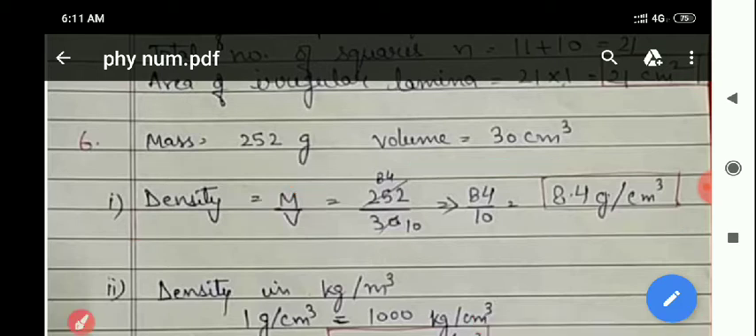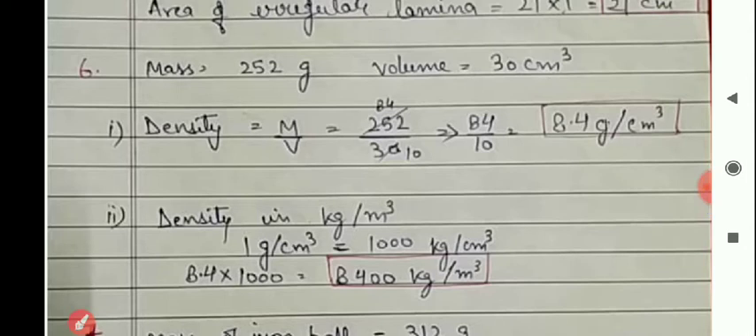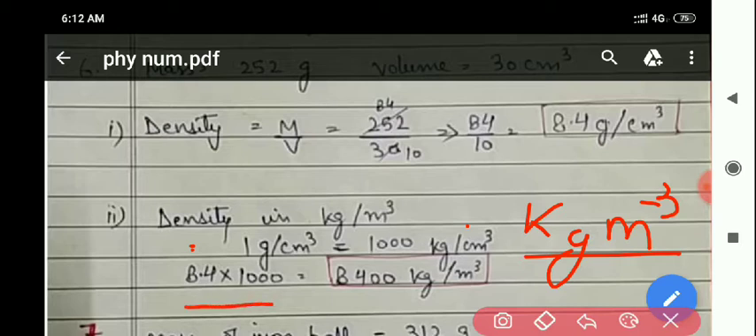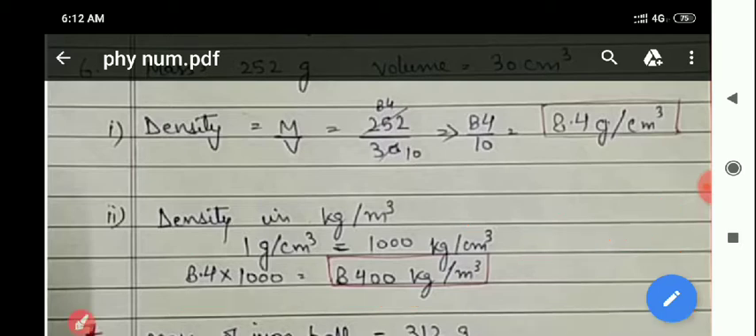Now density in kg per meter cube. 1 gram per centimeter cube equals to 1000 kg per meter cube. Now listen, this can be written as kg meter raised to power minus 3. Okay, this and this is same. So 8.4 multiplied by 1000 equals to 8400 kg per meter cube. Clear? Now move to question number 7.